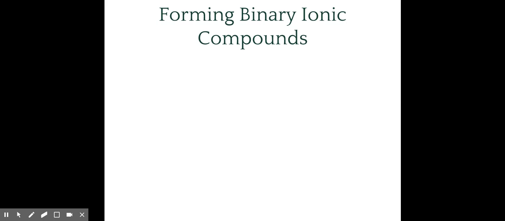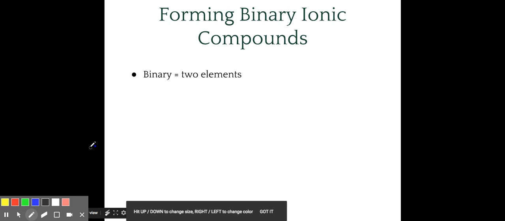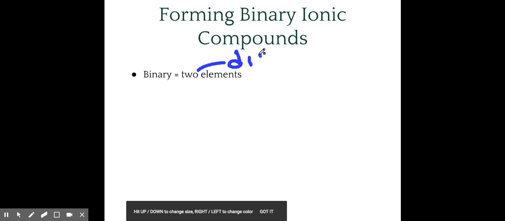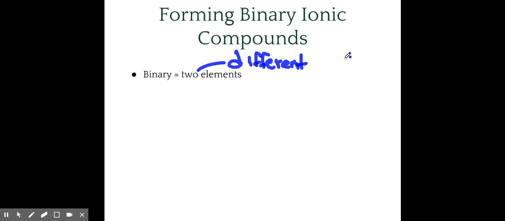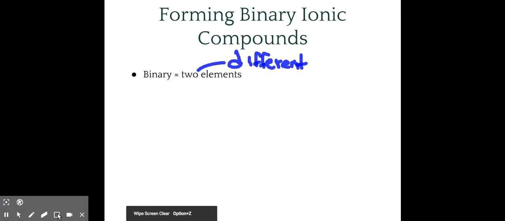So we're starting with binary compounds. Binary compounds, a prefix bi means 2. So our binary compounds will only contain 2 different elements. Again, please make sure that you note that it's 2 different elements. Write different at the top. Okay? Binary compounds, 2 different elements.